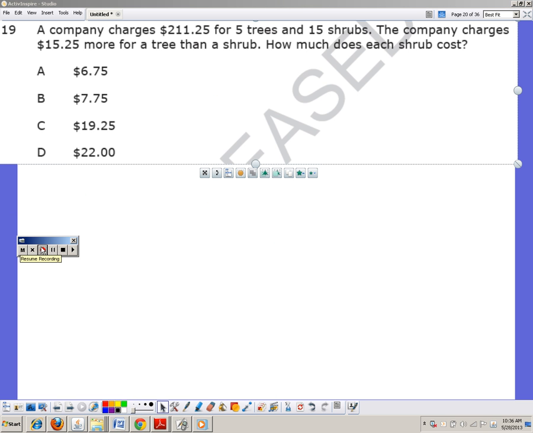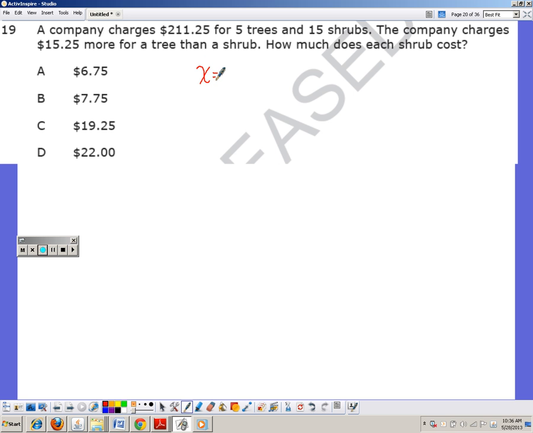Number 19, a company charged $211.25 for 5 trees and 15 shrubs. The company charges $15.25 more for a tree than a shrub. How much does each shrub cost? Again, this is one of those word problems you got to decipher. Okay? I'm going to let x equal tree and y equal your shrub. They tell you if you have 5 trees, so that's 5x, plus 15 shrubs.